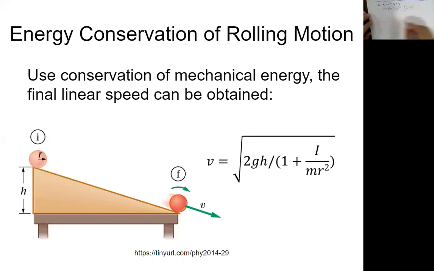To solve for v, you can move this term to the other side of the equation. So that means gh divided by 1 plus I over mr squared equals v squared. Then for v, you take the square root of that. So at the end, your v should be equal to the square root of gh over 1 plus I over mr squared. So that's your final speed at the bottom of the slope.